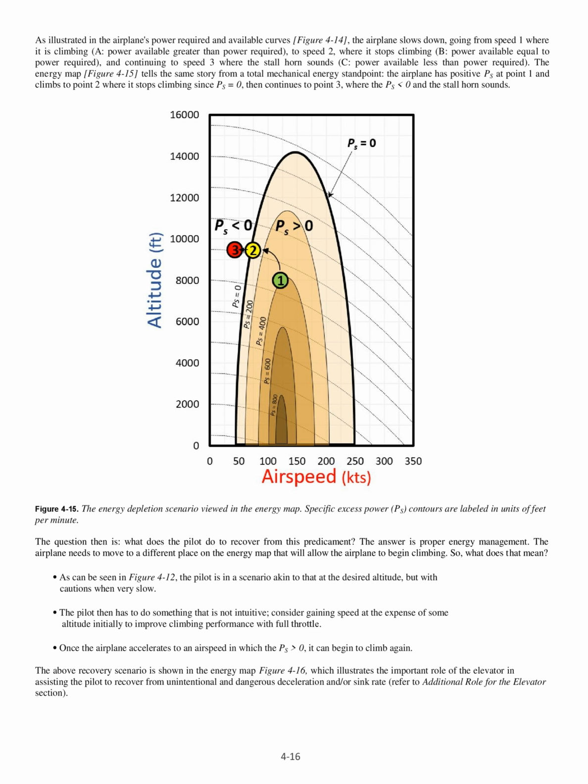The energy map tells the same story from a total mechanical energy standpoint. The airplane has positive PS at point 1 and climbs to point 2 where it stops climbing since PS equals 0, then continues to point 3, where PS is less than 0 and the stall horn sounds.